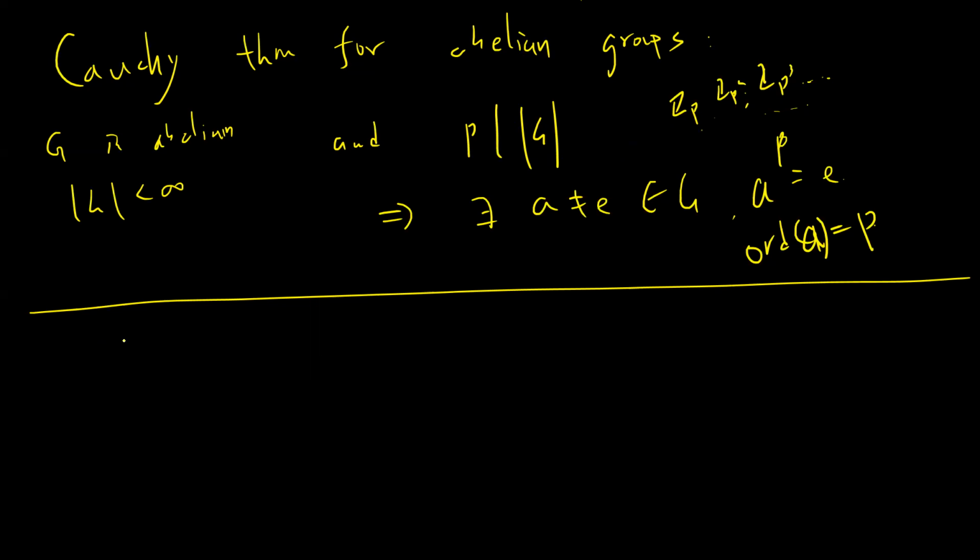Okay, so let's see. The proof basically is an induction on the group order of G. We assume that any group with order less than N satisfies this property. So let's do induction. Induction is basically using the idea of a subgroup.